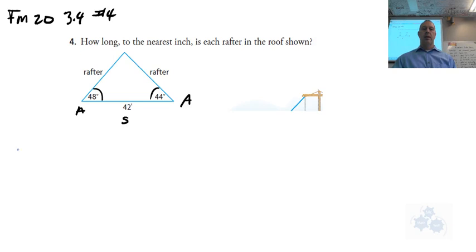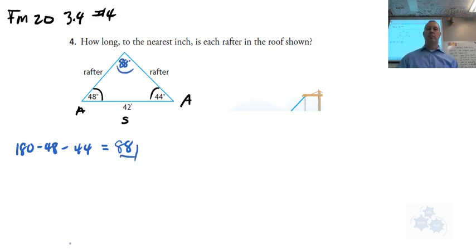180 minus 48 minus 44. And what does that give us? 88 is correct. Okay, so 88 degrees is this angle right here. And that's how you find the first part. Okay, so now we have a side, side, side.